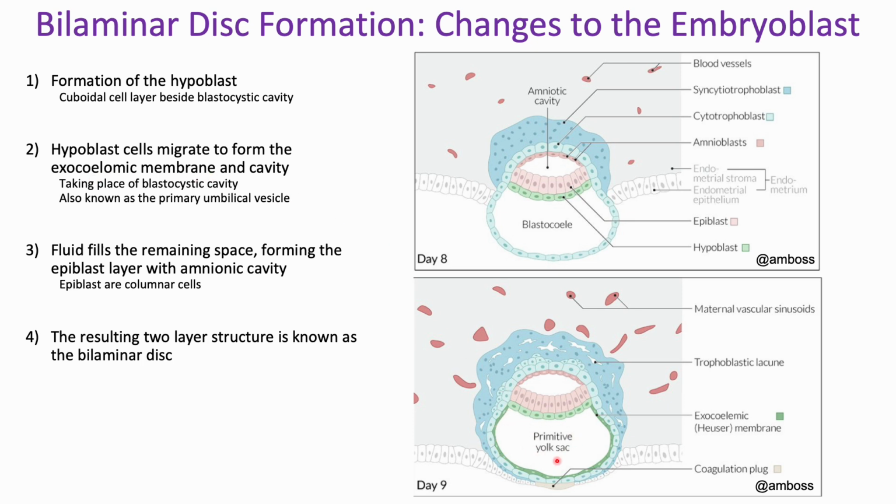And that is then going to form the space that is going to change names from the blastocystic cavity to the primary umbilical vesicle. This can also be referred to as the exocoelomic cavity, but from here on out, we're going to refer to it as the primary umbilical vesicle. This is surrounded by hypoblastic cells, which formed the exocoelomic membrane. And again, we have our two cell layers, the epiblast and the hypoblast. At around day 9 of development, we have the primary umbilical vesicle and the amniotic vesicle. All right, so this is the formation of our bilaminar disc.